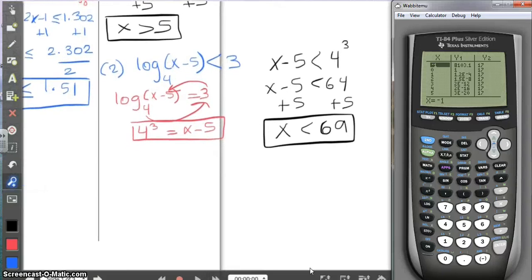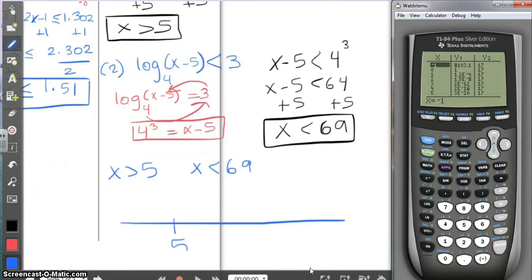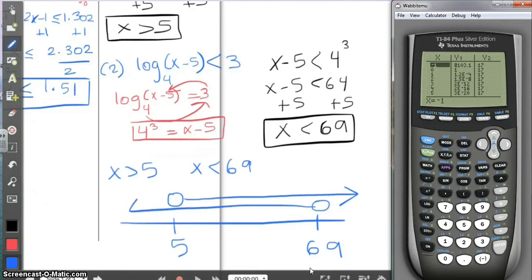Every time I have two answers, you have to put them on a number line. So x greater than 5 and x smaller than 69. This is your 5 and this is your 69. Greater than 5, circle and you take a line above it. Smaller than 69, it means a circle and below it. Then you check where the two lines meet. As you can see, the two lines meet over here. Then your answer is going to be between those two. So that's going to be your final answer.